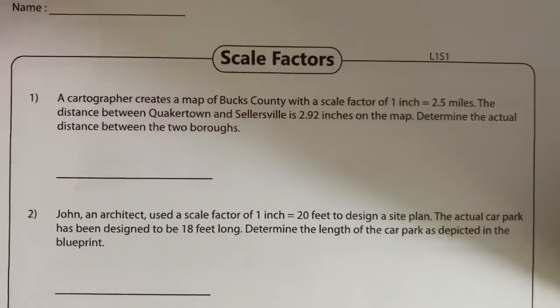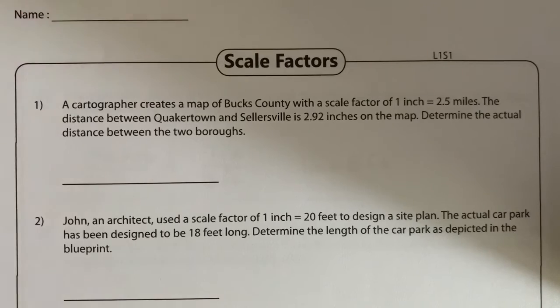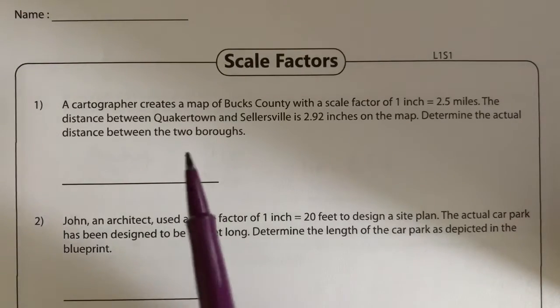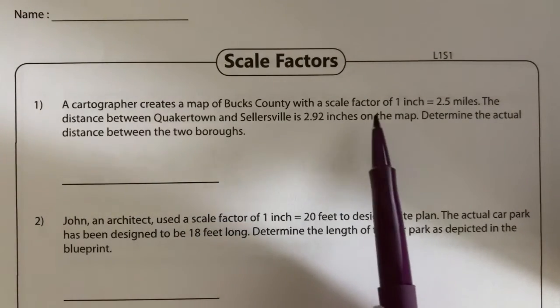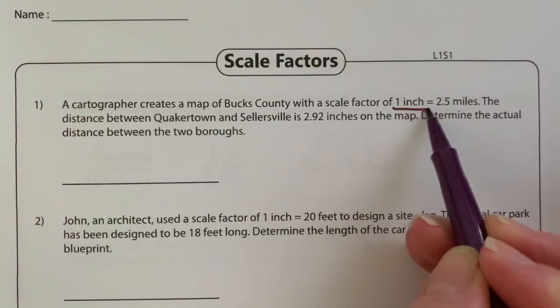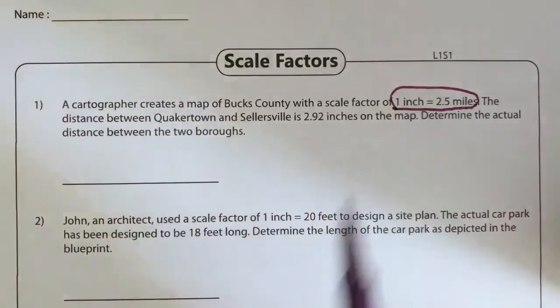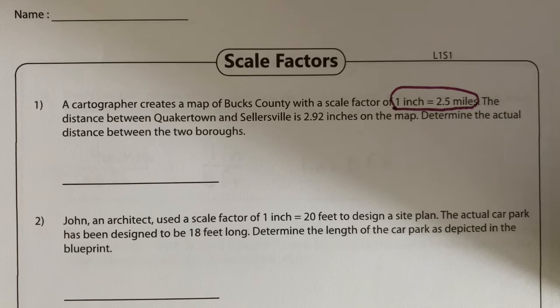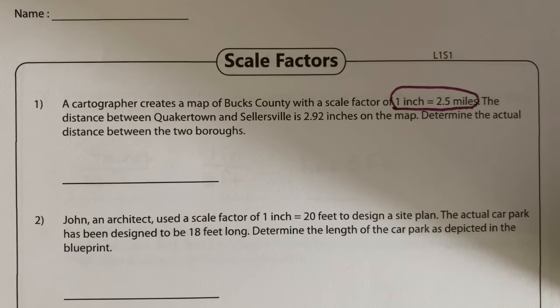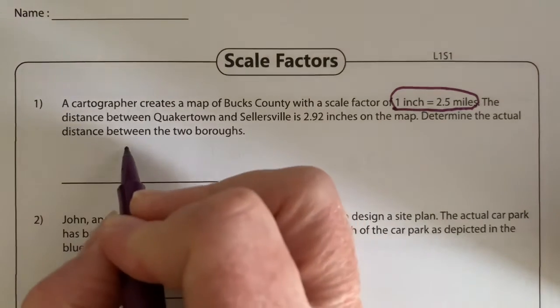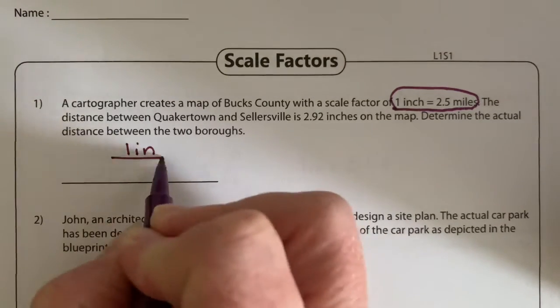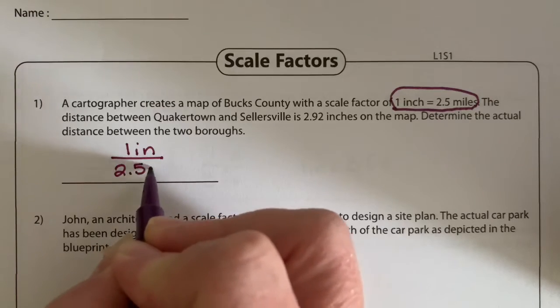The second worksheet says a cartographer creates a map of Bucks County with a scale factor of 1 inch to 2.5 miles. The distance between Quakertown and Sellersville is 2.9 inches on the map. Determine the actual distance between the 2 boroughs. A borough is just like a neighborhood or a town. So we know the information that they gave us is that 1 inch equals 2.5 miles.